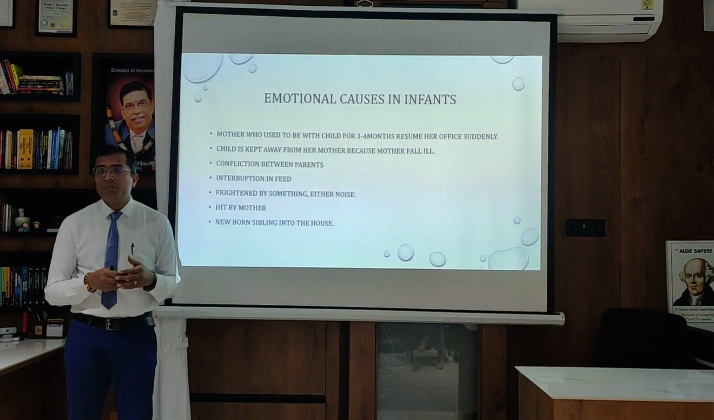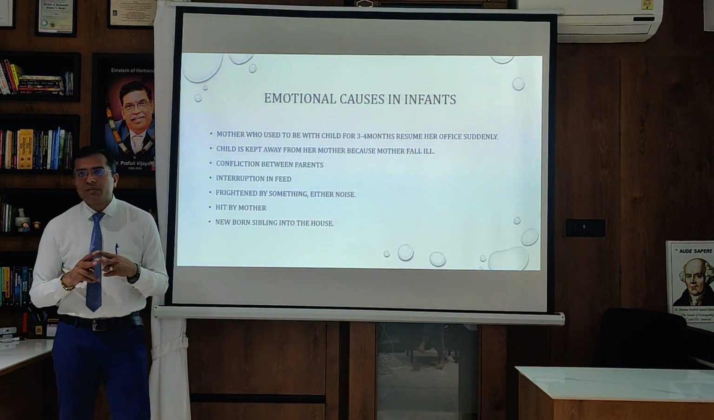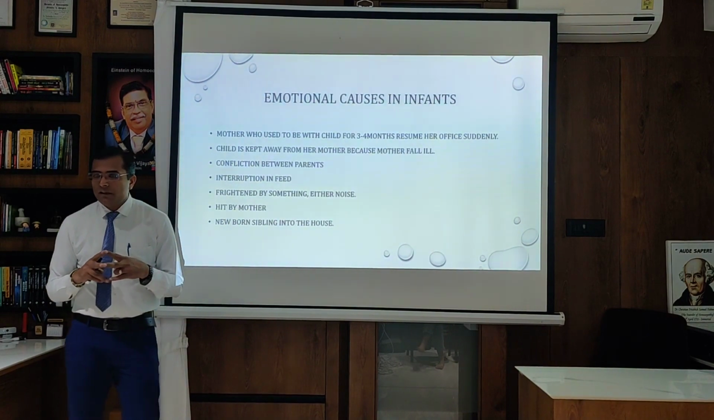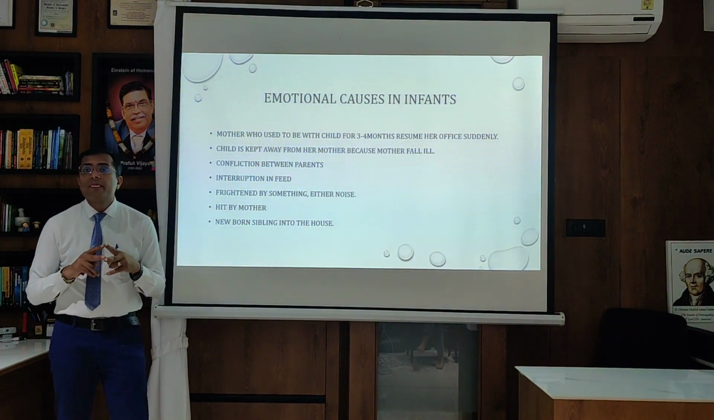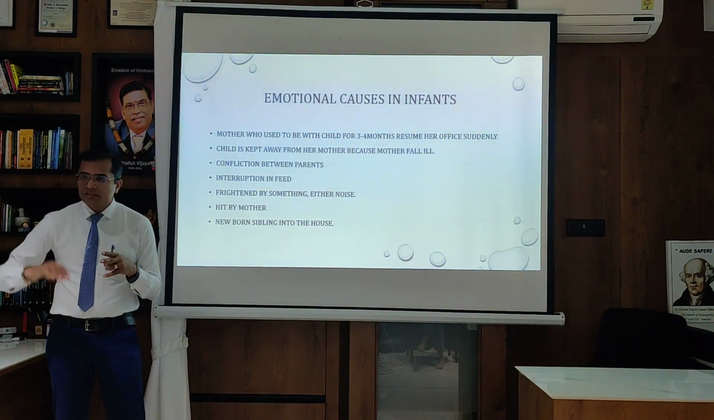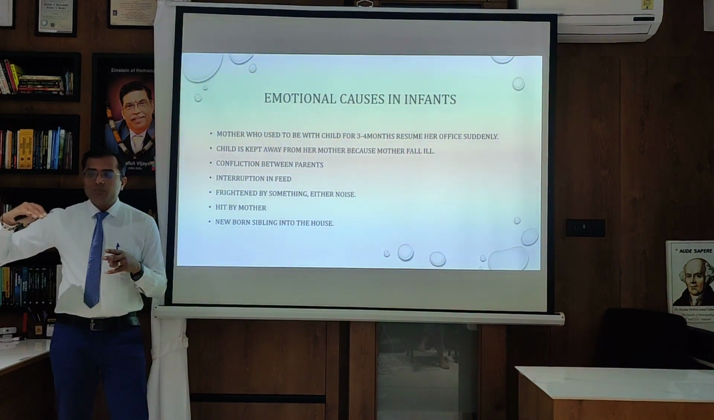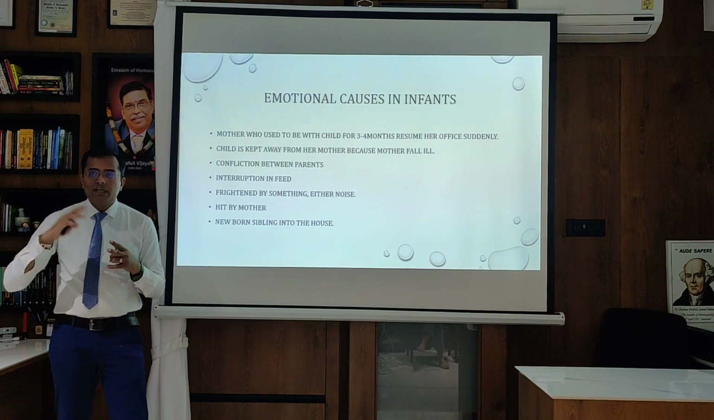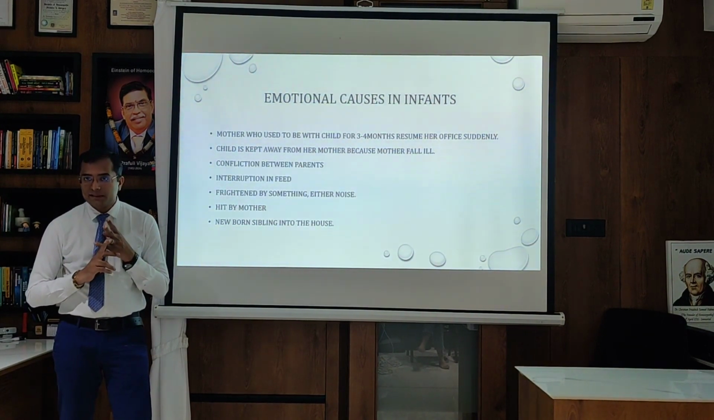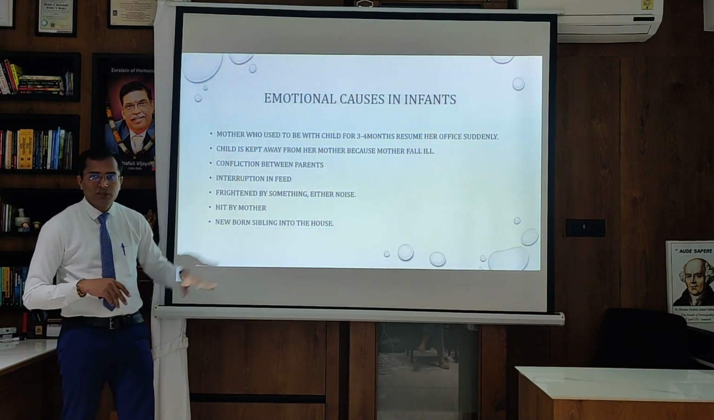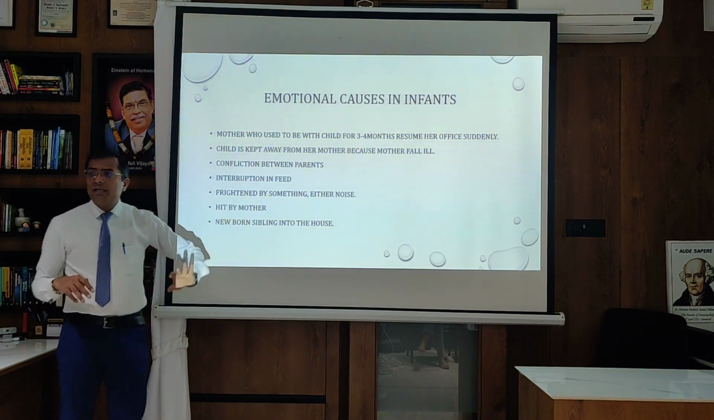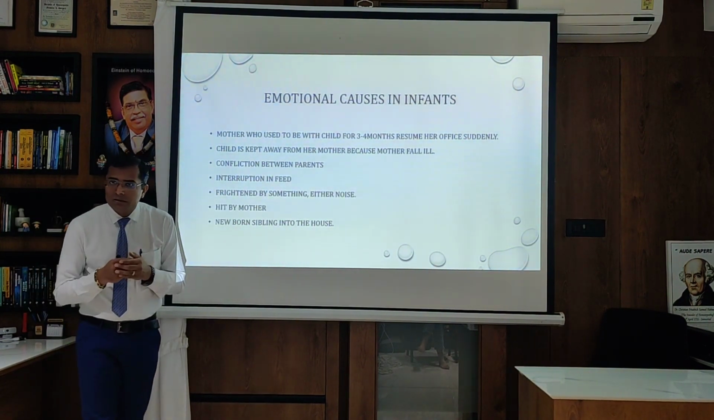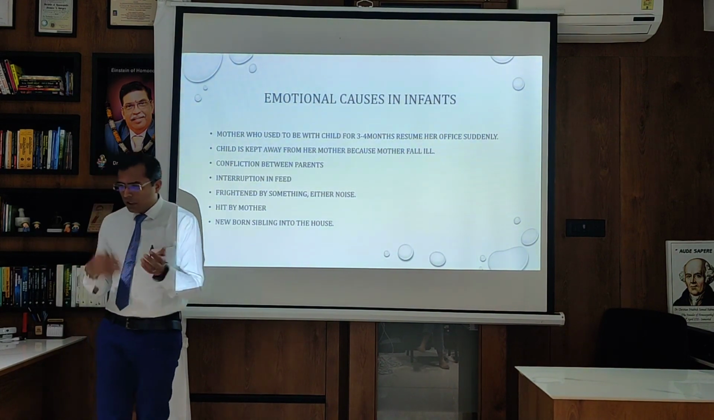Most of the time, the two primary emotions come into the child. The first is fear, and the second is anger. When the child grows up to 1.5 or 2 years, the third emotion comes, which is jealousy. We will go into the emotions later. So this is conflict between the parents, conflict between the in-laws, conflict in the house.